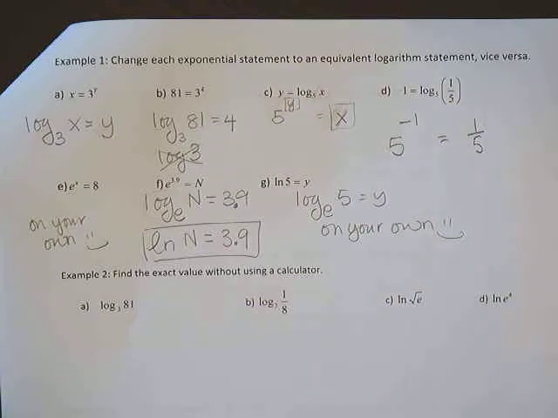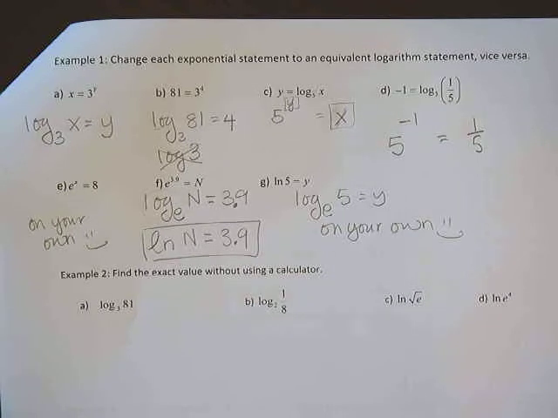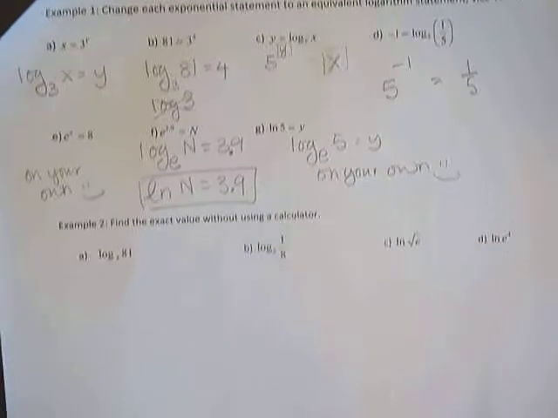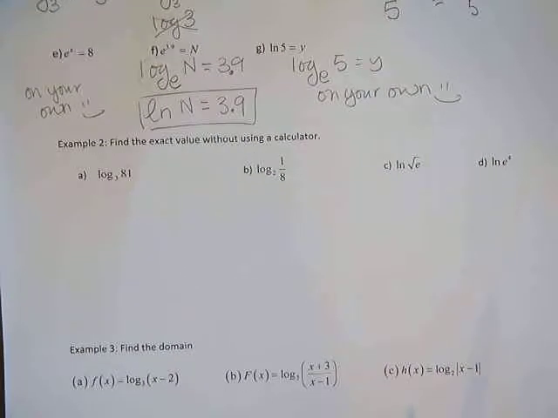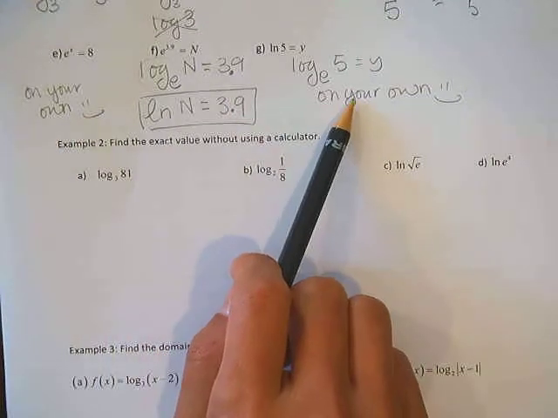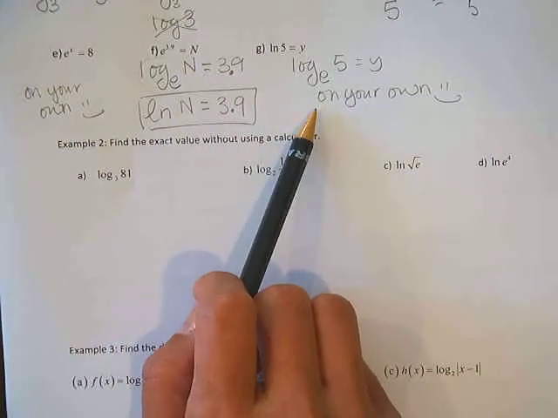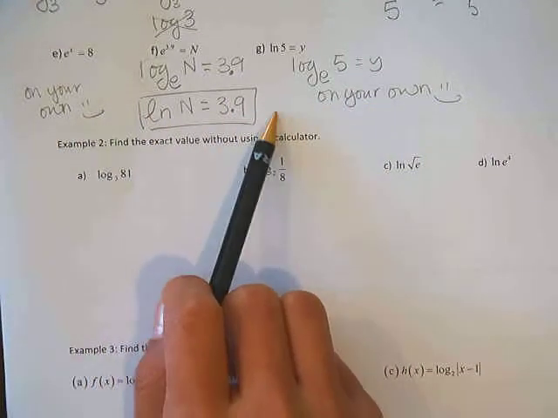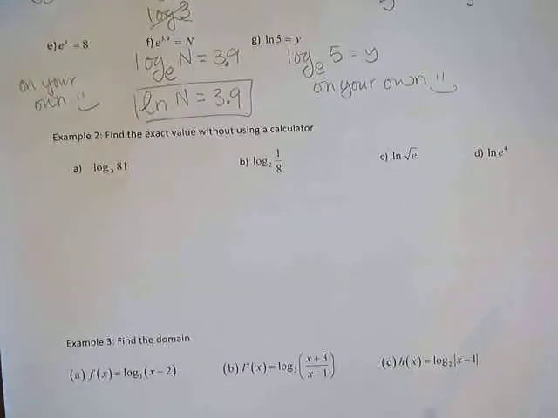All right, so the next one is going to be find the exact value without a calculator. That means no calculator whatsoever. Again, I want you to pause right now and complete E and G. If you don't do it right now, you're going to forget, and then you're not going to get credit for it. So might as well just pause and finish that up.